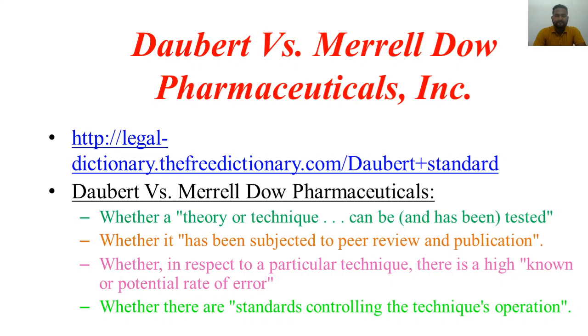That should be checked. Also, whether in respect to a particular technique there is a known or potential rate of error. So while creating any instruments or techniques, there should be a known rate of potential error, and that should be mentioned in your technique's manual. The next is whether there are standards controlling the technique's operation, which should also be mentioned in your manual. So all these criteria should be followed by the examiner while examining the scientific evidences scientifically.